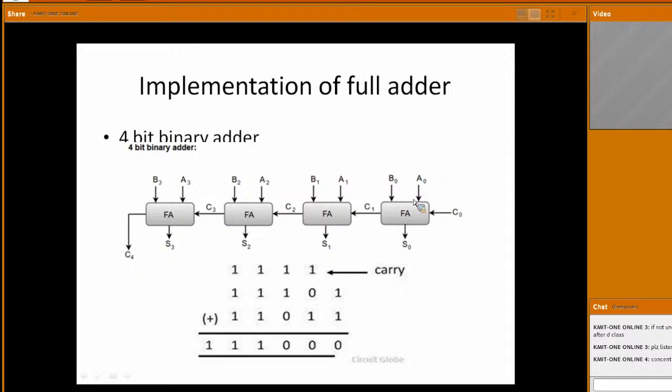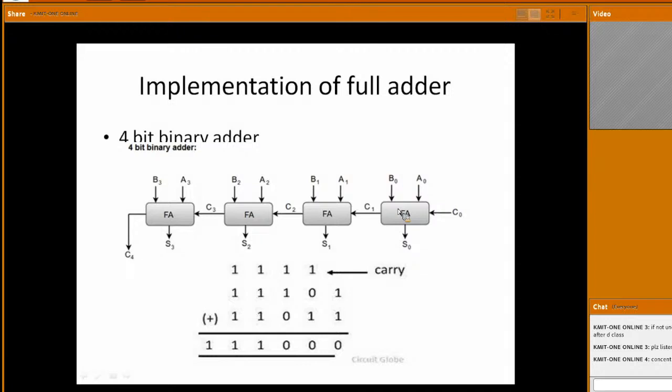First full adder, what is the input given to the first full adder? First bit of the register A and the first bit of the register B, and by default the carry value given as an input to the first full adder is 0. I'll tell you why this C0 is 0. Next, this full adder is giving you two outputs. One is the sum value and the next one is the carry value, right? So a sum S0 is given and a carry C1 is also generated from the first full adder.